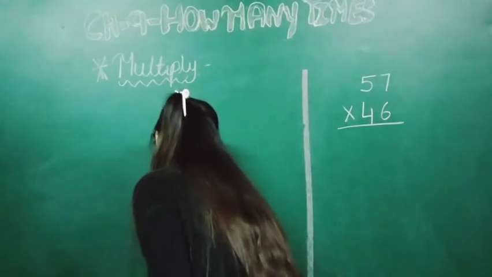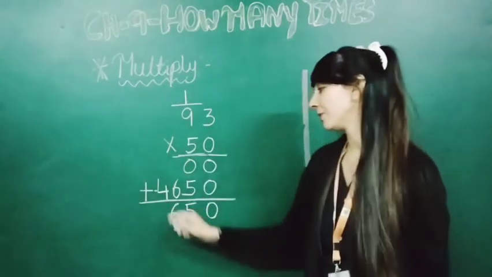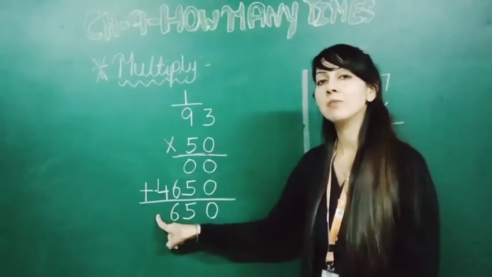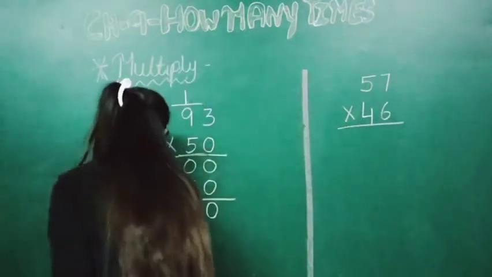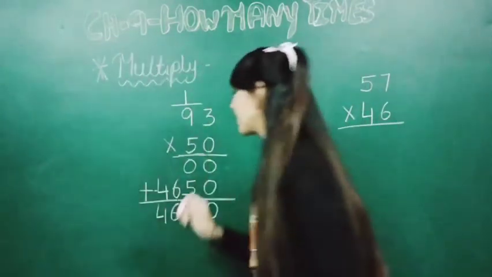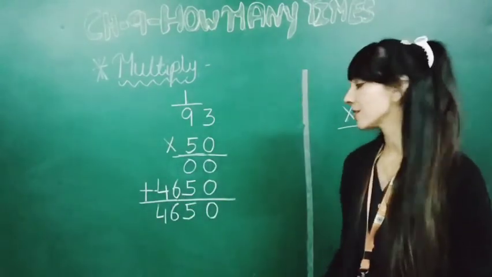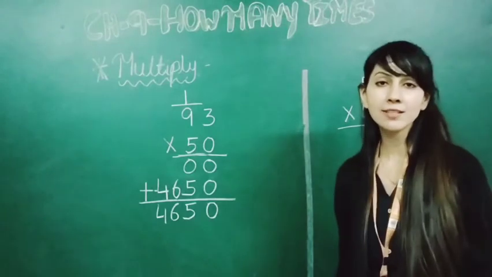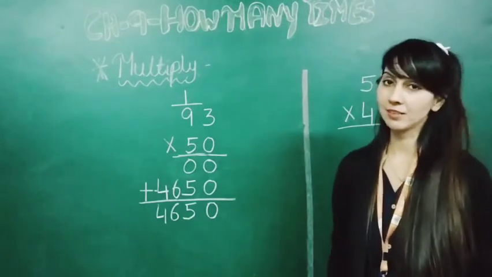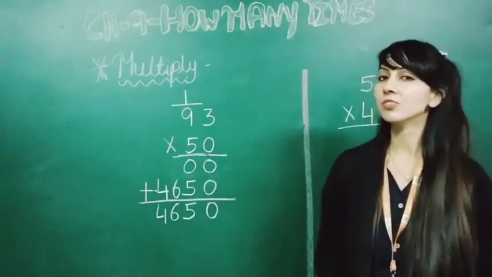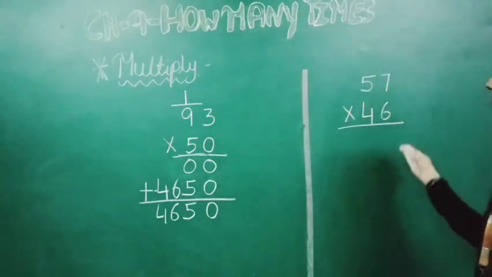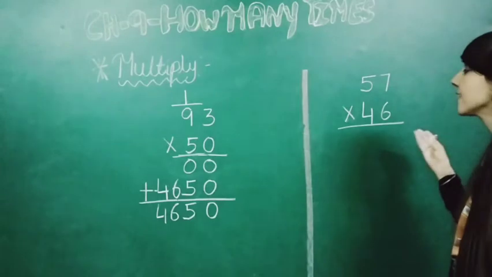And here again we will write what? A single number is there, 4. So here we will write 4 only. So the actual product we got is 4650. Like this you have to do. Understood? Now next we will see 57 into 46.